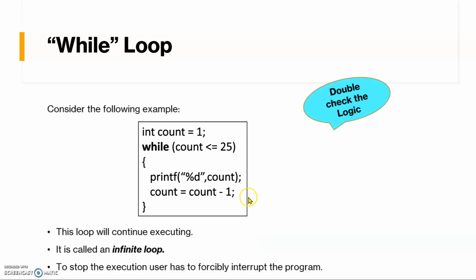So we need to double check our logic whenever we are using the while loop, whether we have written a loop which will make us enter into an infinite loop. We should not write any loop which will enter us into an infinite loop. In such a case, we need to forcefully interrupt our program execution. So double check your logic, whatever you have written.